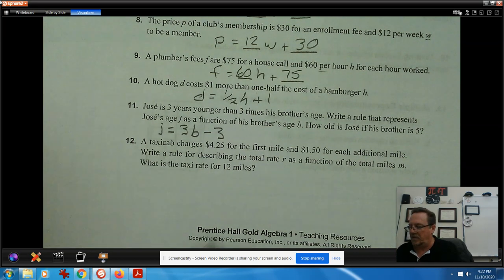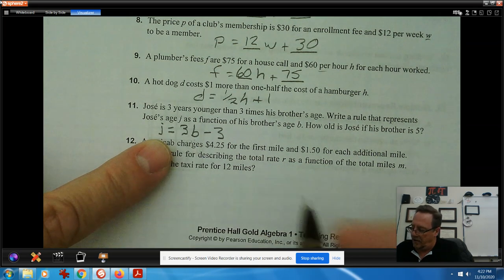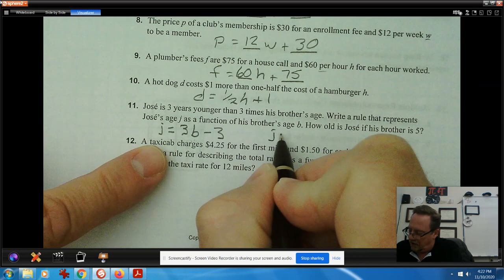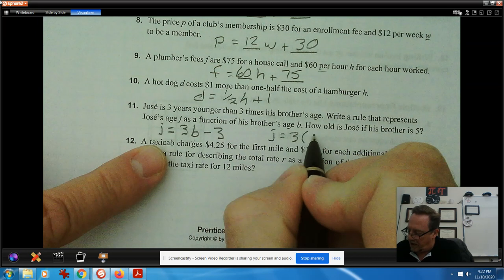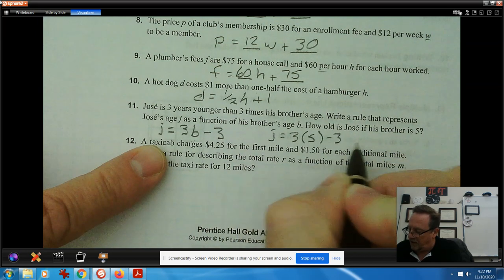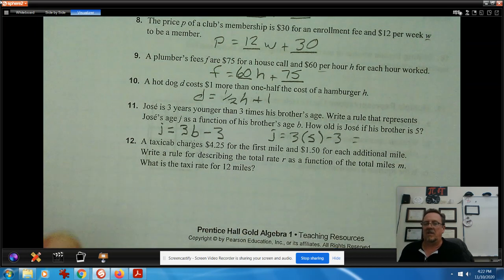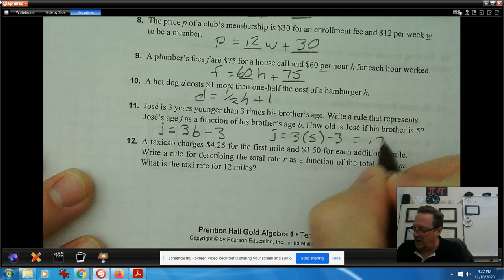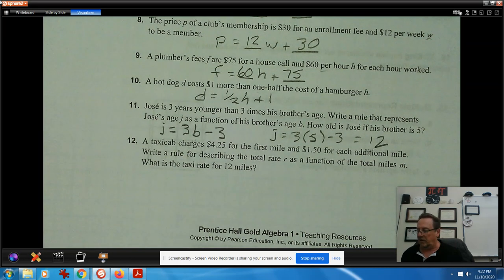Well, all we have to do is plug in 5 for his brother's age. So Jose would be equal to 3 times 5 minus 3. And 3 times 5 is 15. You subtract 3 from that and you get 12. So we know that 12 is how old Jose is if his brother's 5, for goodness sakes.